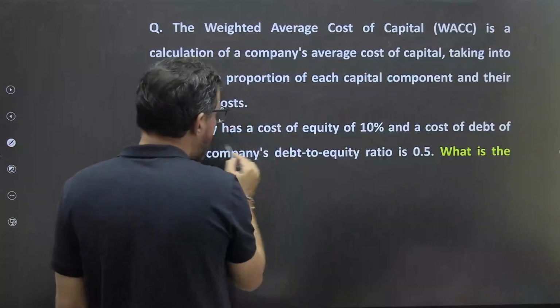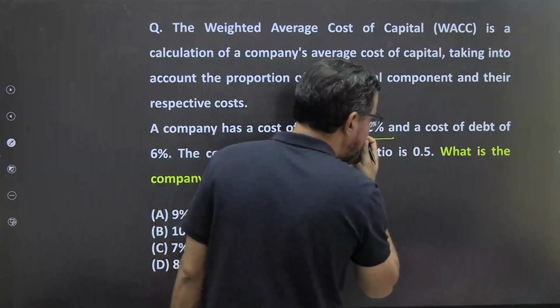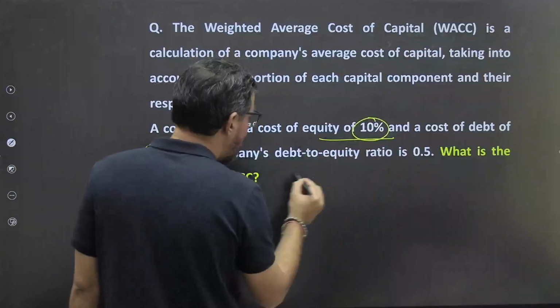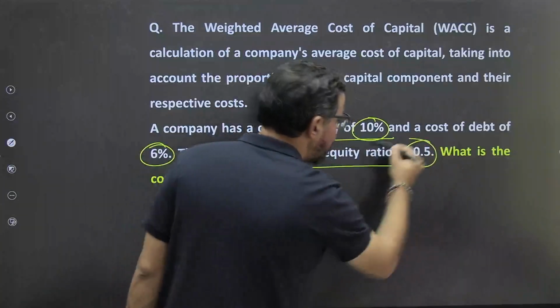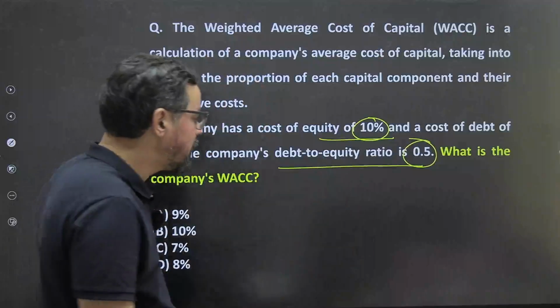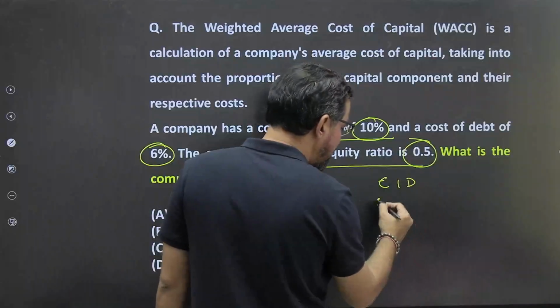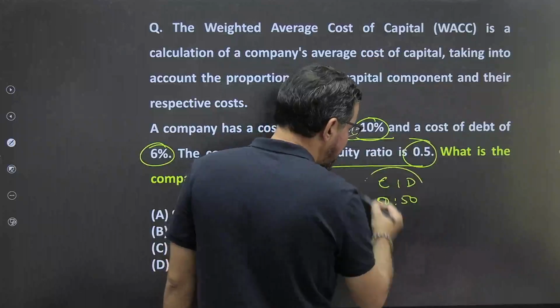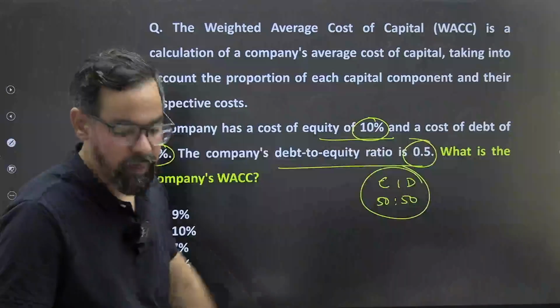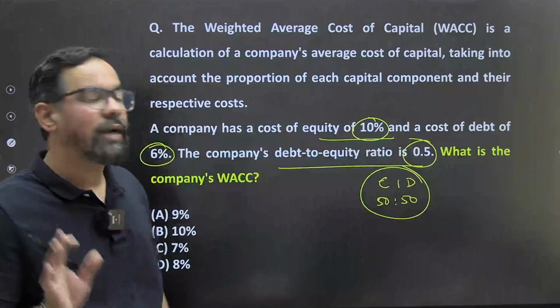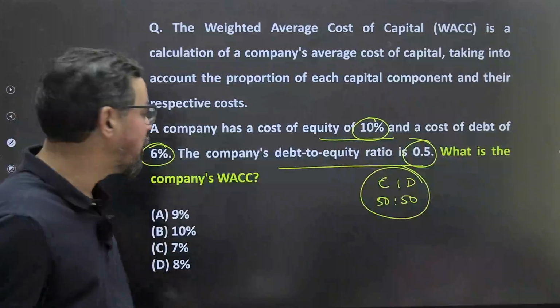A company has a cost of equity of 10%, cost of debt of 6%, and the company's debt to equity ratio is 0.5. That means if they have raised 100 crore rupees, what is their debt to equity ratio? 50-50, 50% through equity and 50% through debt. That is the interpretation of this. Now, how do you calculate this?